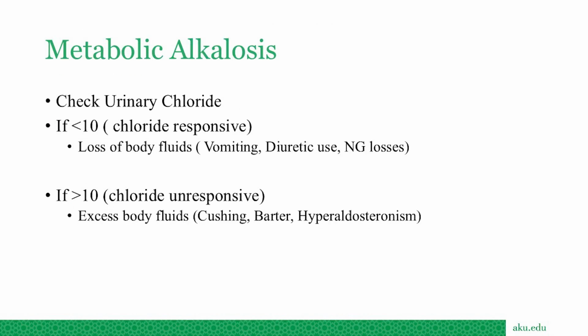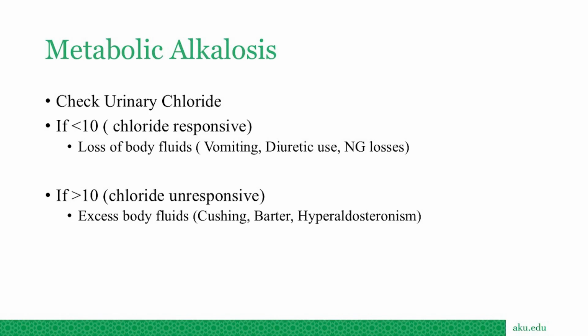Lastly, the last of the basic acid-base disorders is metabolic alkalosis. If the patient has metabolic alkalosis, we check urinary chloride and see if the value is less than 10 or more than 10. Less than 10 would mean that the patient is chloride responsive. That is, the patient is losing chloride because of loss of body fluid.